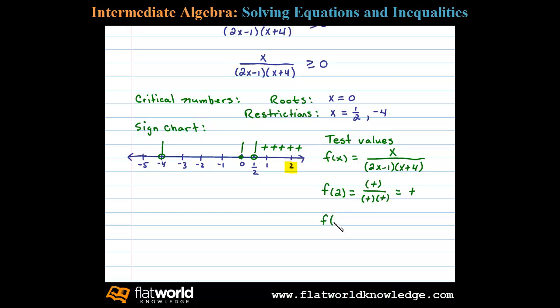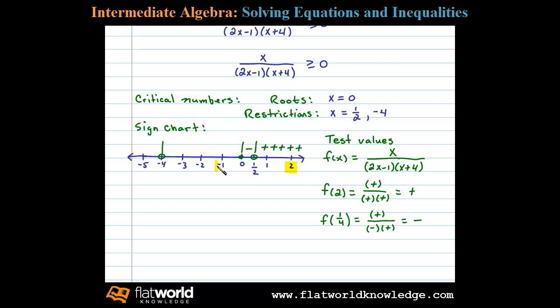Next, we'll test a number in between 0 and 1/2, say 1/4. Substituting in 1/4 in the numerator will have a positive factor. In the denominator, 2 times 1/4 is 1/2, and then 1/2 minus 1 is negative 1/2, so that's going to be negative. 1/4 plus 4 would be a positive number. And so a positive number divided by a negative number will result in a negative value. So in that interval, we know the results will be negative.